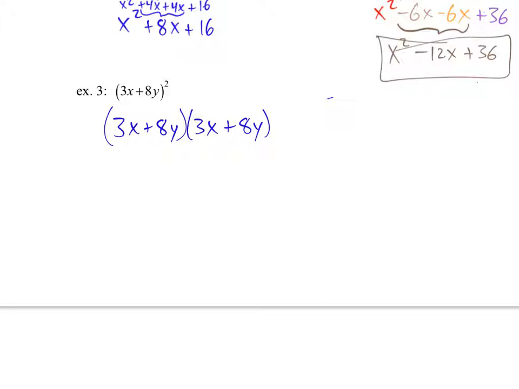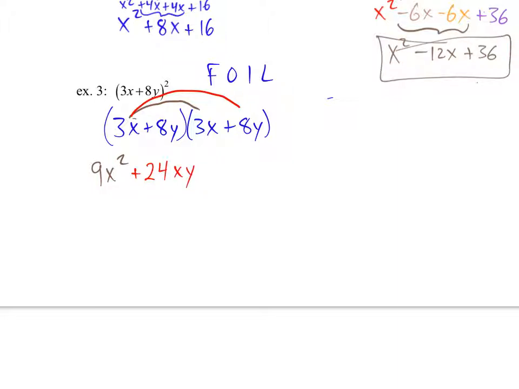Because it's a binomial times a binomial, we still can do the foiling, which is really just the same as doing distributive like we were doing before. But I do 3x times 3x, which gives me 9x squared, because 3 times 3 is 9, x times x is x squared. 3x times a positive 8y gives me positive 24xy, because 3 times 8 is 24.